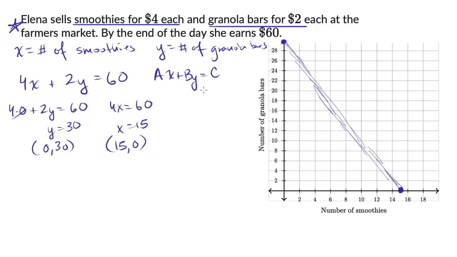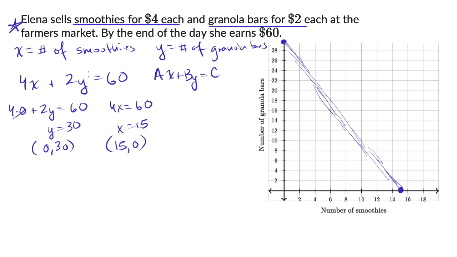Now, how would I interpret this? Well, what this means is any point on this line, and we have to be careful here because I'm assuming Elena can't sell parts of smoothies or parts of granola bars. Actually, let's assume that she can. Well, if she can, then any point on this line could be a possible scenario where she would make $60 total. So maybe that point on that line would represent some number of granola bars and some number of smoothies so that she is making a total of $60. I haven't drawn this precisely, but hopefully you get that idea.